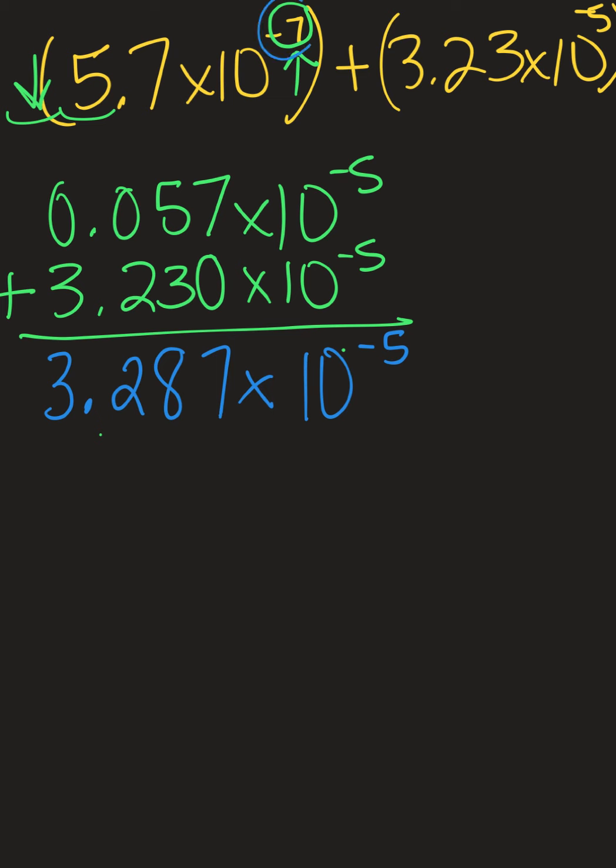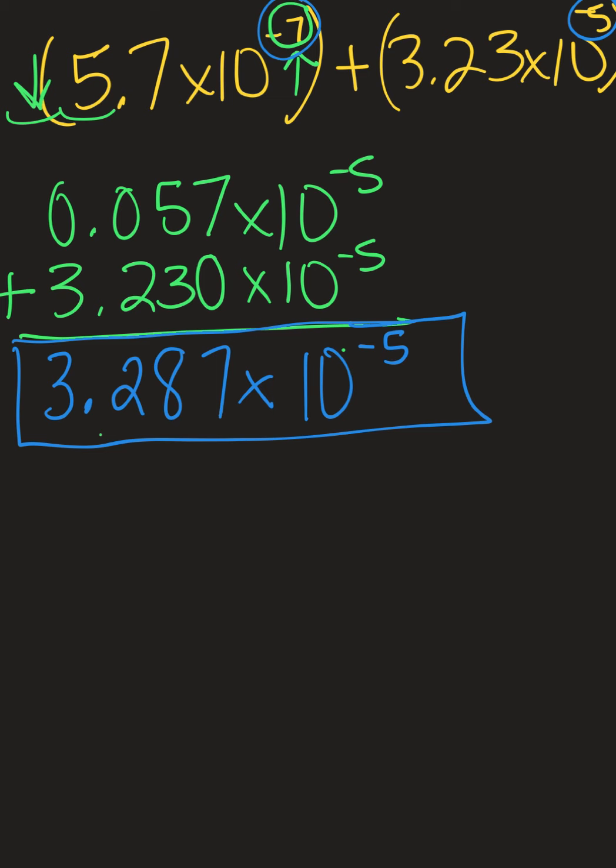If I had moved this to a power of -7 over here, then I would have ended up with a number smaller than 1, which means that I would have had to adjust again, okay? But this way I didn't have to adjust.